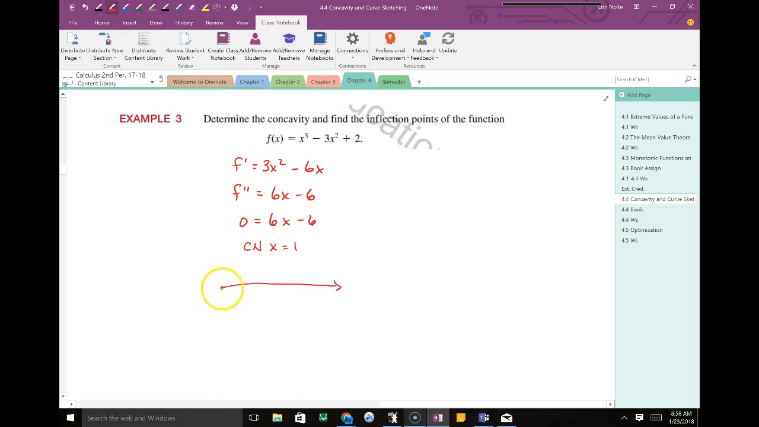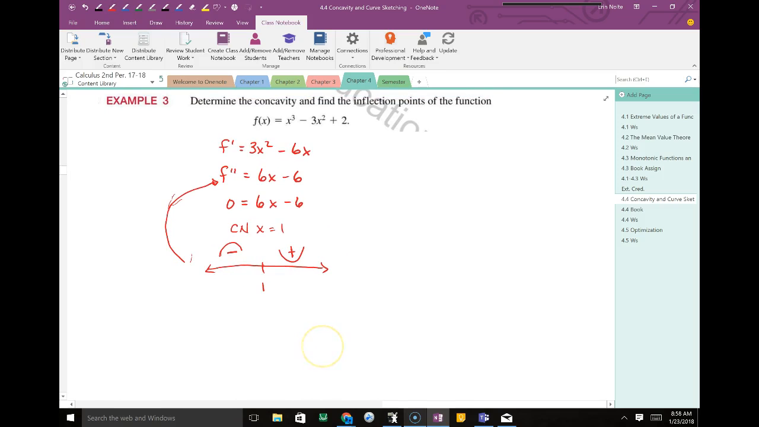So now I'm going to do my number line test. Remember that I'm using my second derivative for this number line test. A value less than 1 would be 0. If I plug 0 in, would I get a positive or a negative number? Negative. And if I plug in a number bigger than 1, like 2, would I get a positive or a negative? Positive. Okay, so we have a sad face and then a happy face.